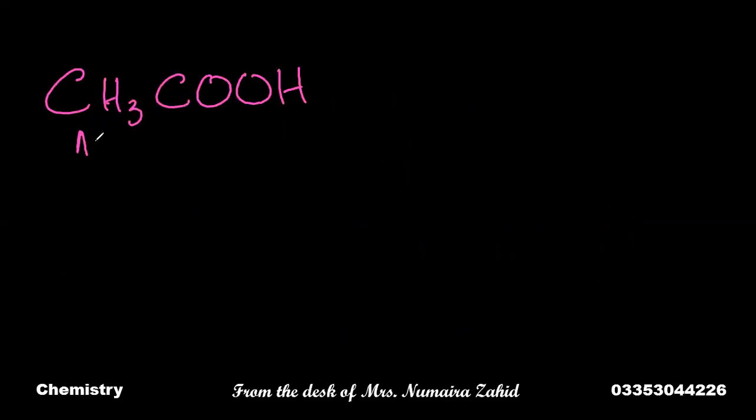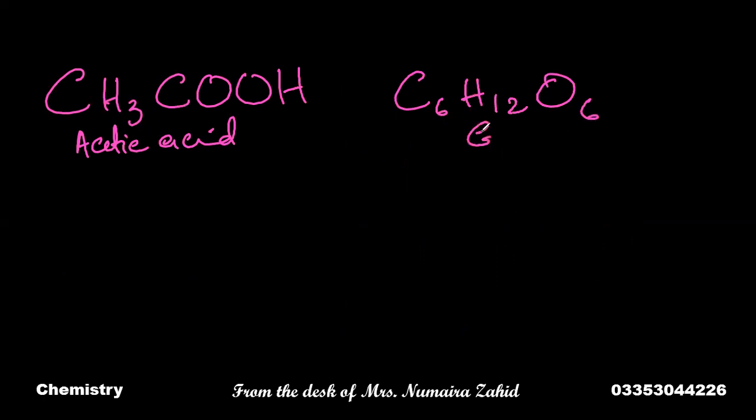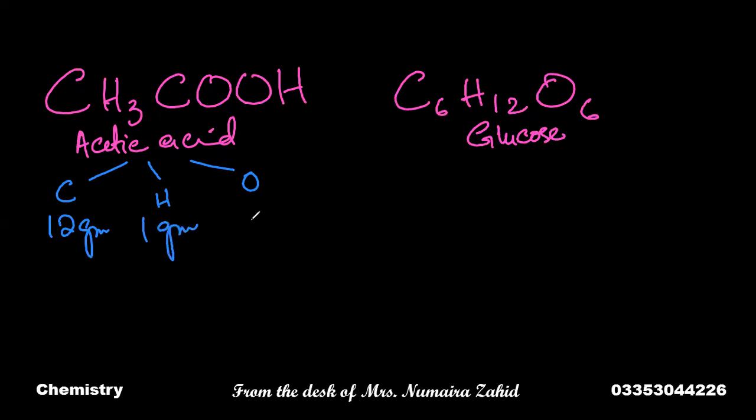So let's include another example, which can be an organic substance. This is acetic acid. Okay. And we can also find out the molar mass of glucose, C6H12O6, which is glucose. So what are the different atoms found in acetic acid? In acetic acid, we have carbon, hydrogen, and oxygen. For carbon, we know the molar mass is 12 grams. Hydrogen is 1 gram. 16 grams is for oxygen.